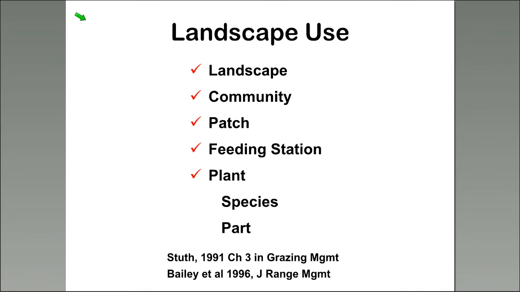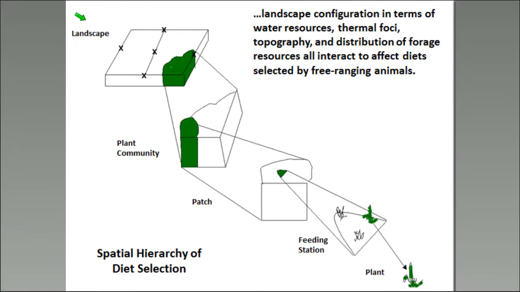Animals are going to select plants and species and parts within those plants. If they stay in one place with their feet in place, selecting plants, that's a feeding station. As they start to move from station to station, they'll utilize a patch. Patches will aggregate up to communities, and communities to whole landscapes. And you can see that here.